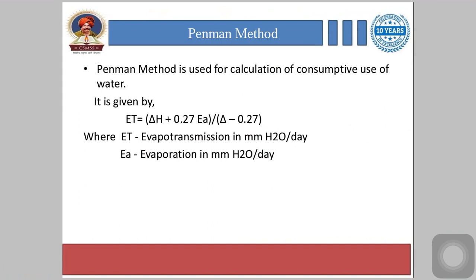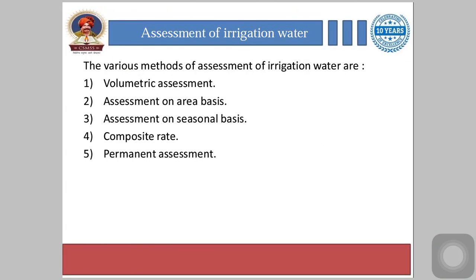Penman's method. This is the method which is used for consumptive use of water, and it is given by ET equals (delta H plus 0.27 EA) divided by (delta plus 0.27), where ET here is evapotranspiration in mm H2O per day and EA is the evaporation in mm H2O per day.